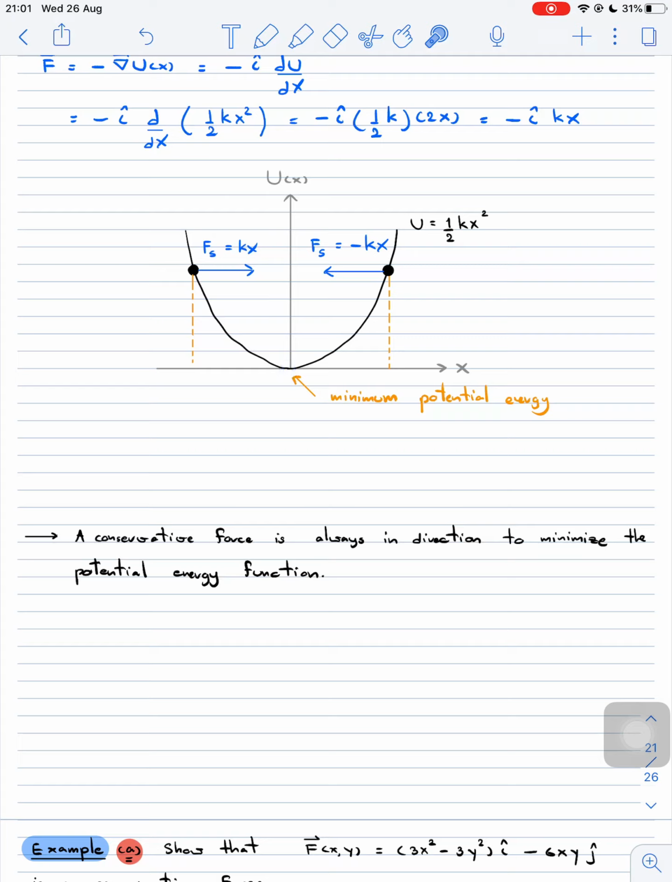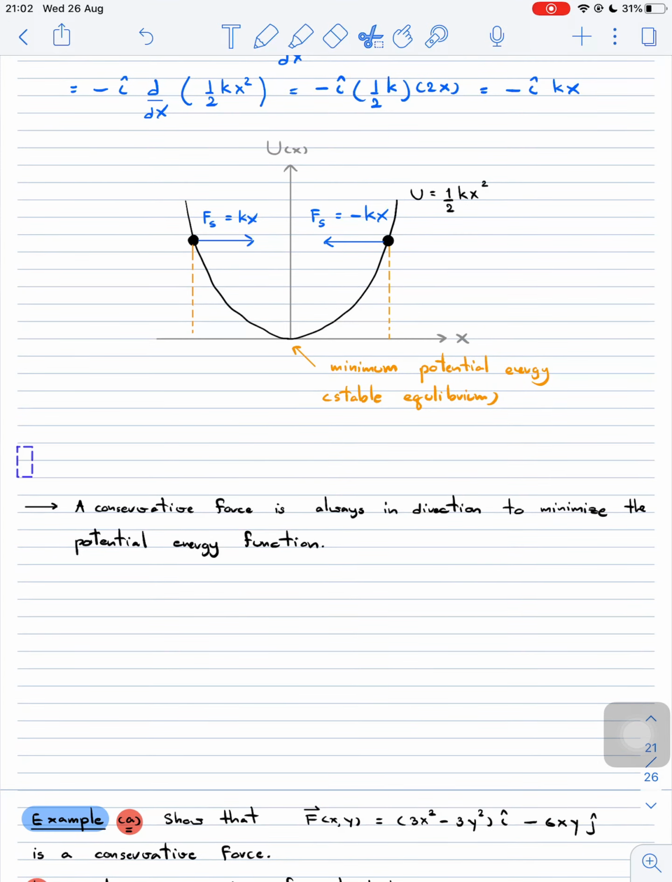Then it has a name. This position is called the stable equilibrium. Okay, it means that at this position we have the minimum potential energy, and if we have the particle at this position, it's going to be the most stable state that the particle can have. So that's why I just call it the stable equilibrium here.